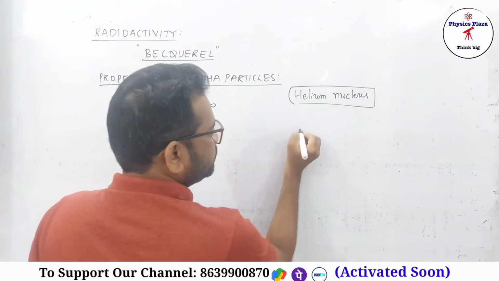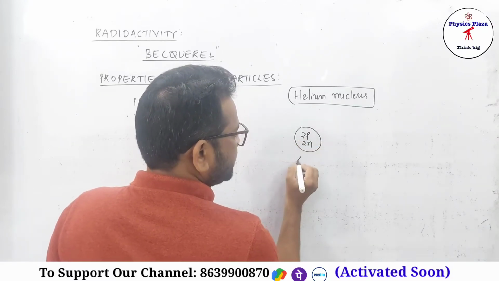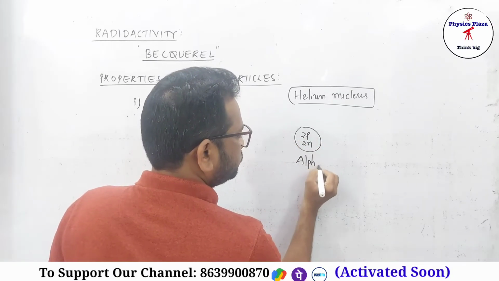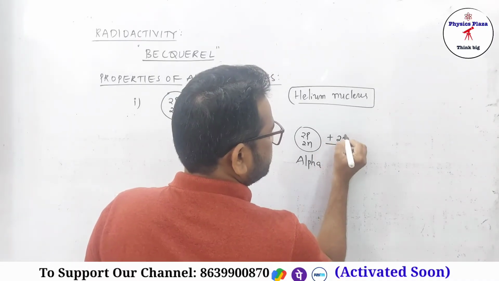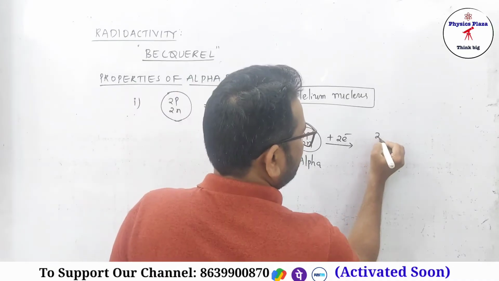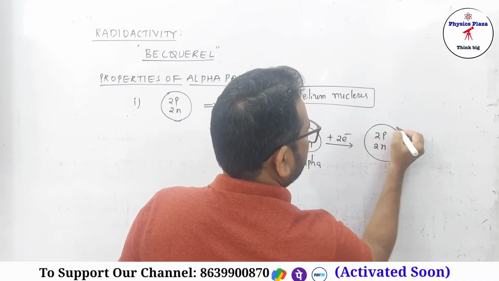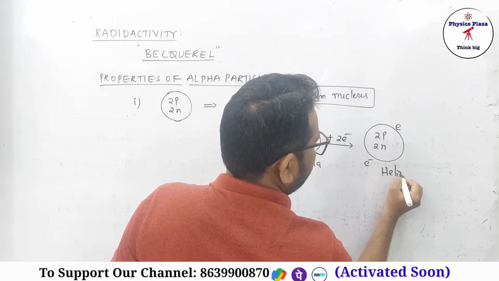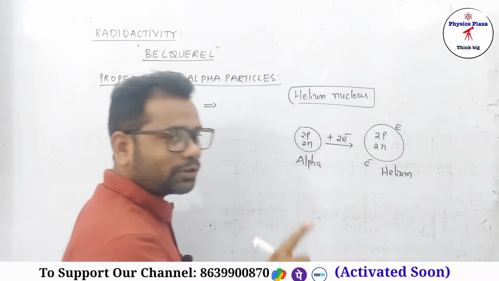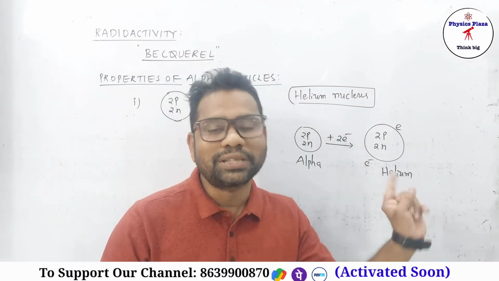Very important. So let me tell you. For example, it is 2 protons, 2 neutrons. This I can call an alpha particle. If it can somehow accept 2 electrons, then what will happen here? 2 protons, 2 neutrons, and 2 electrons will be revolving. This is nothing but helium. So if an alpha particle captures 2 electrons, children, it will convert into a helium atom.